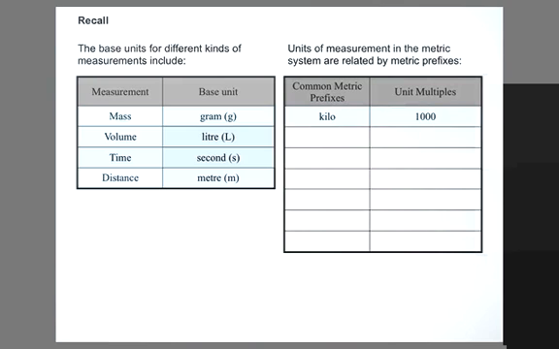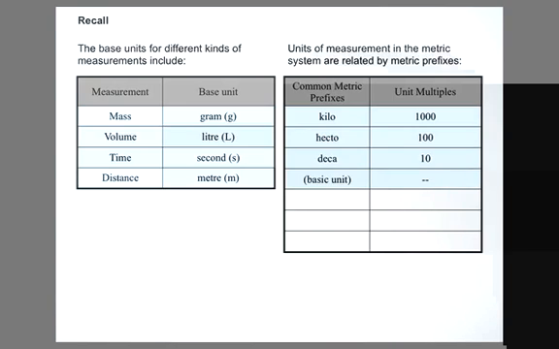The common prefixes are kilo, which represents 1,000 unit multiples, like a kilogram is 1,000 grams; hecto, which represents 100 multiples, like a hectometer is 100 meters; deca, which represents 10 unit multiples, like a decaliter is 10 liters; the basic unit itself, given by its name; deci, which represents a tenth of a unit multiple; centi, which represents a 100th of a unit multiple, like a centimeter, which is 1/100th of a meter; and milli, which represents a 1,000th of a unit multiple, like a milligram is a 1,000th of a gram.